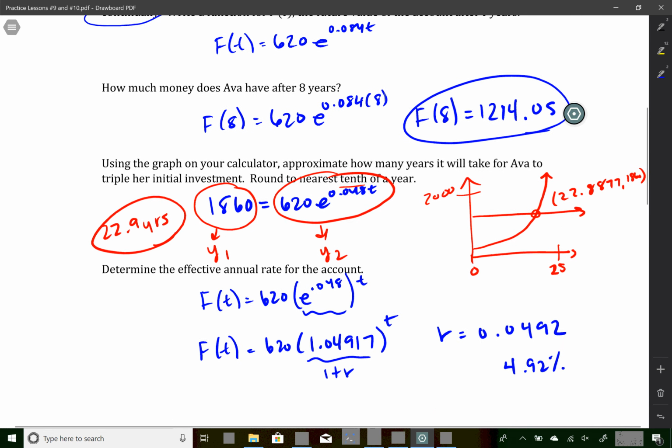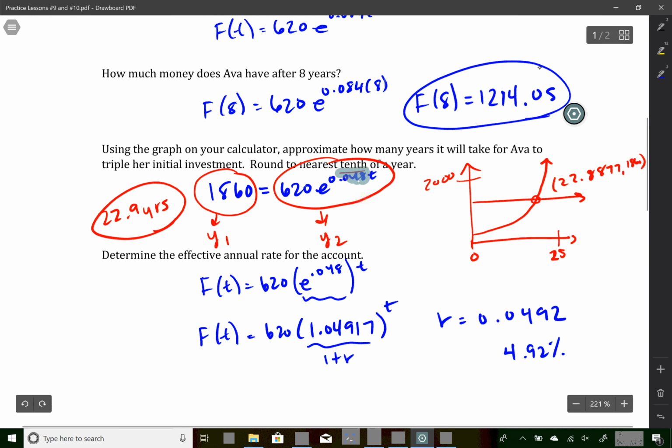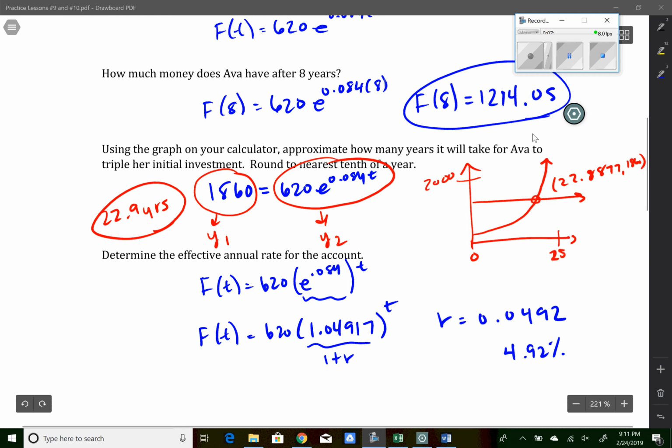I wrote that backwards. Shoot. That was 84, not 48. My bad. Let me just pause this for a second. I'll clean this up for you.